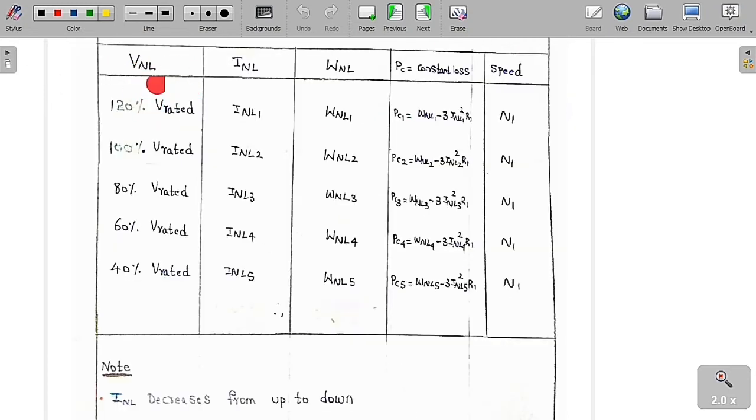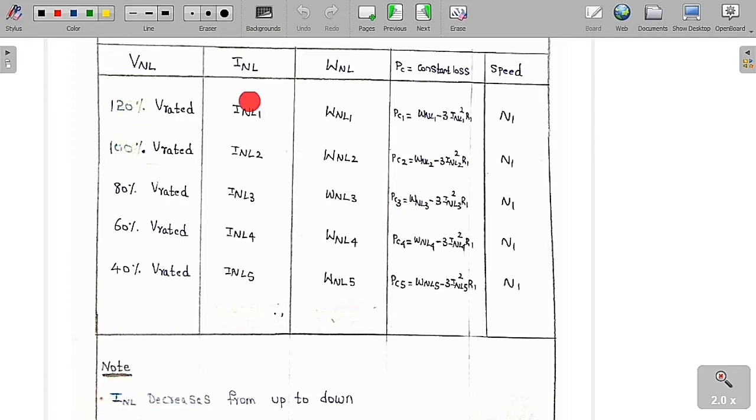This is the no load voltage we are going to give, or simply the line voltage. This is 120% of the rated value, this is 100% of the rated value, 80% of the rated value, 60% of the rated value, and 40% of the rated value. I am going to assume the speed is almost constant. It will never change: N1, N1, N1, N1, and N1. Because speed depends upon the frequency, not on the voltage. So frequency is still the same, and the speed is also still the same.